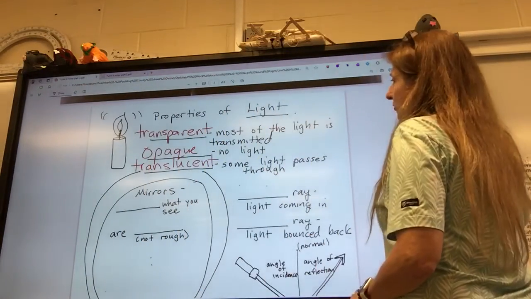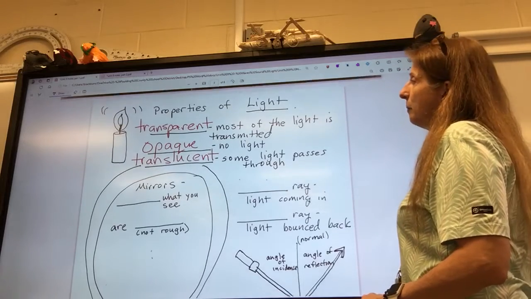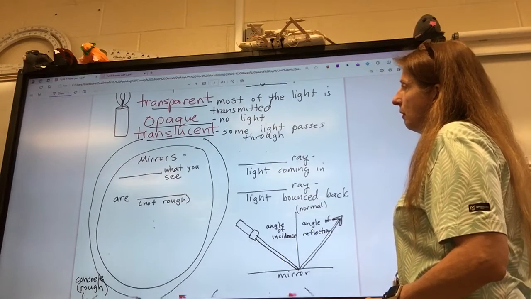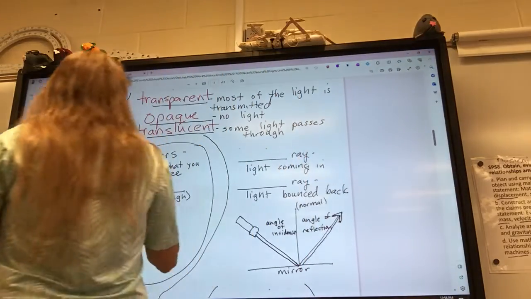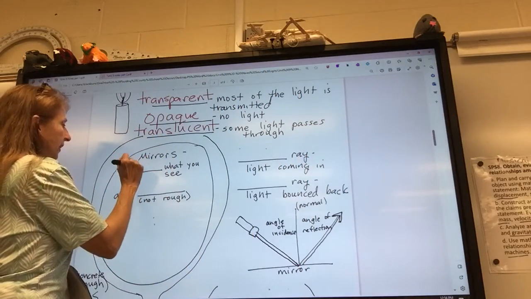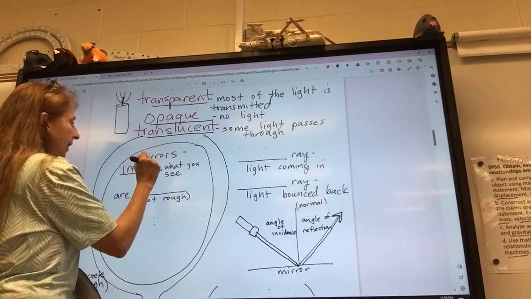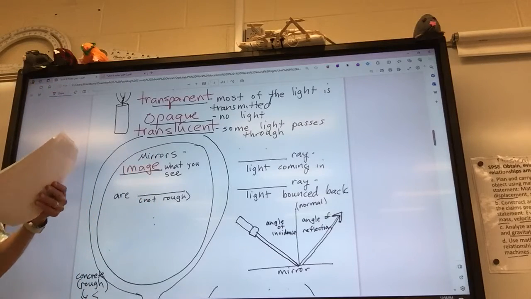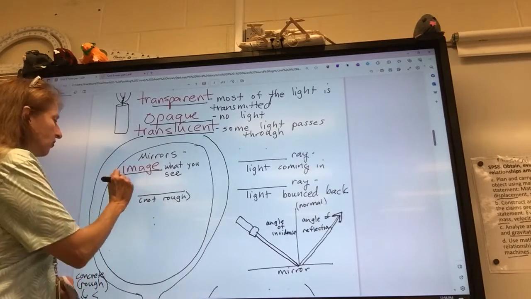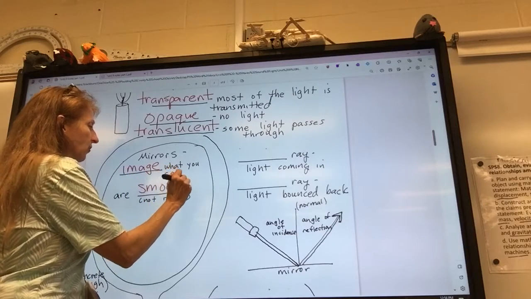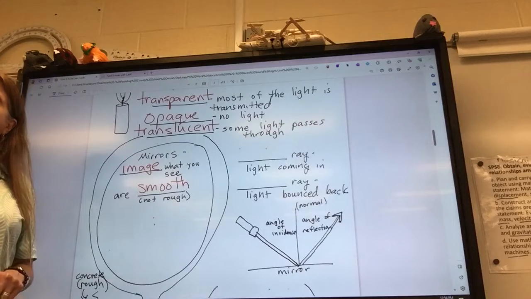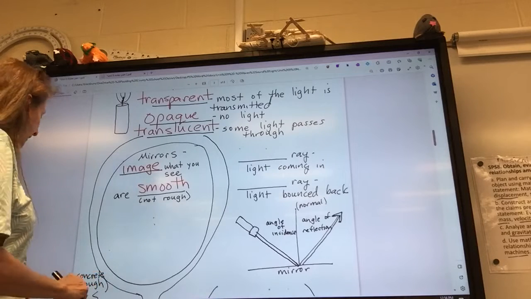We're going to talk about mirrors. Can I go up? No. How about if I go up to there? Okay, so mirrors make an image. It's what you see. I bet you already knew that, your image in the mirror. How mirrors work is they are smooth, not rough. So the light bounces back so orderly that you can see it.